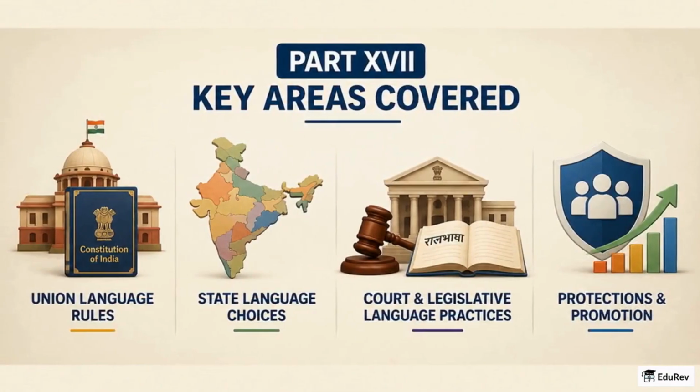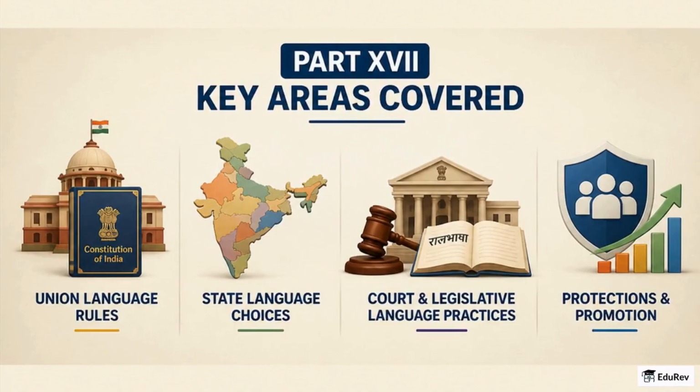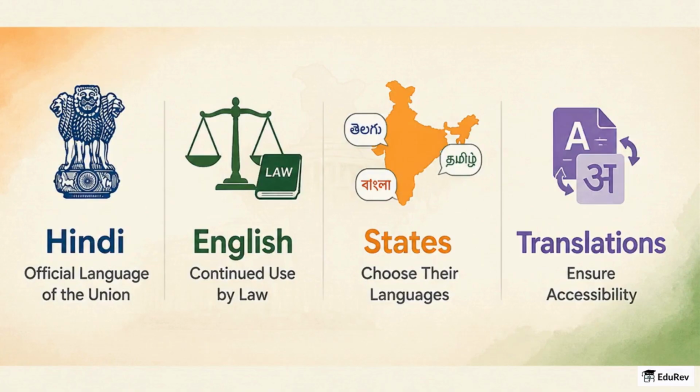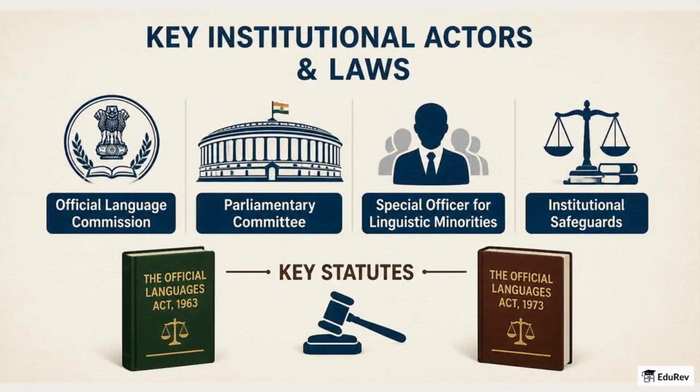Let me recap simply. Part 17 covers union language rules, state language choices, court and legislative language practices, and protections plus promotion measures. Key takeaways. Hindi is the official language of the Union. English retains a strong practical role by law. States choose their languages, and translation provisions ensure accessibility. Also hold in mind institutional actors, the Official Language Commission, the Parliamentary Committee, the Special Officer for Linguistic Minorities, and statutes like the 1963 Act and 1973 Act.